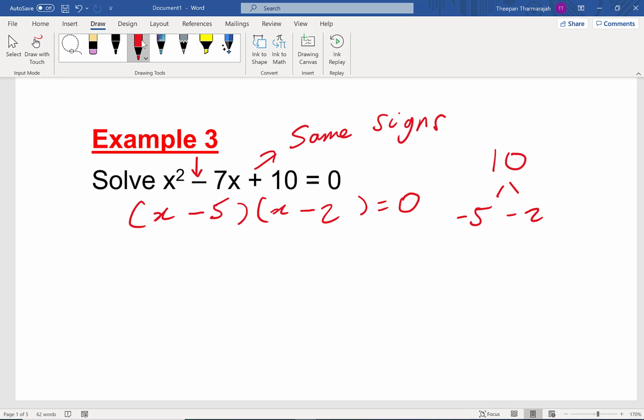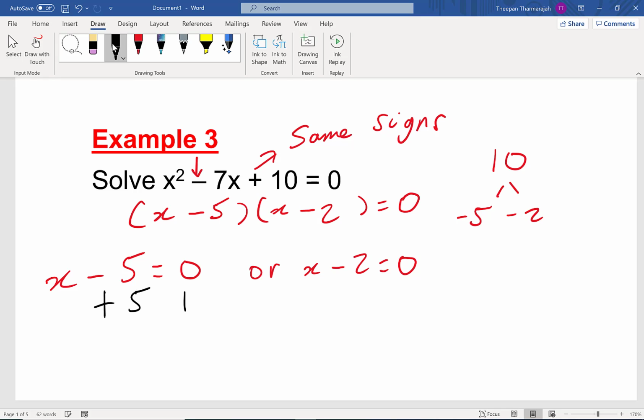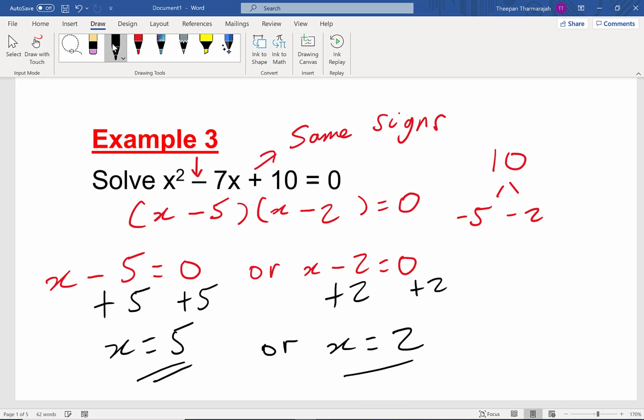Remember the technique when you solve a quadratic equation. x minus 5 equals 0, or x minus 2 equals 0. Now we're going to add 5 on both sides of the equation. So then x equals 5. Add 2 on both sides of the equation, or x equals 2.